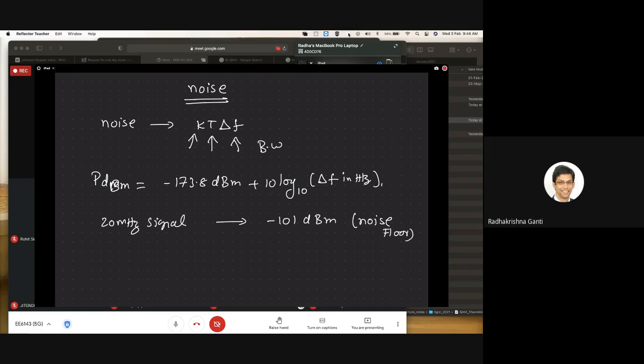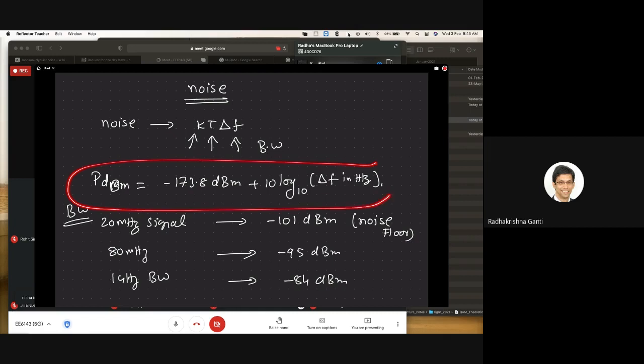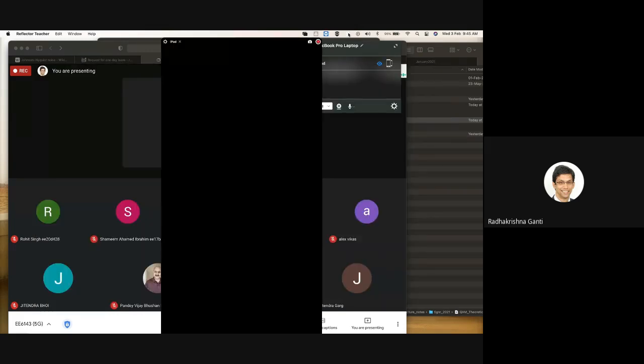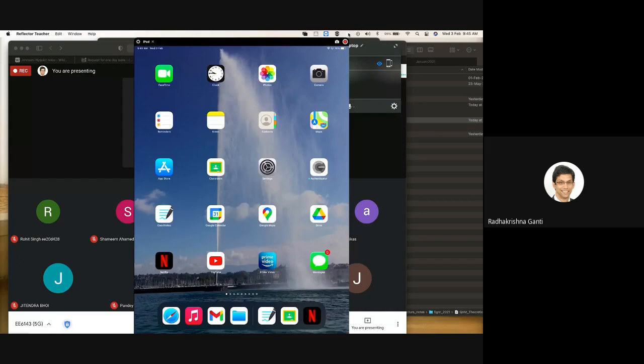For an 80 megahertz signal, it is minus 95. For a 1 gigahertz signal, and this is bandwidth, not the center frequency, you get minus 84 dBm. So just remember these numbers. I think it's important that we have an understanding of this formula. Let's not worry about how we derive it, that's in physics. From our side, the amount of noise that gets added is proportional to the bandwidth.